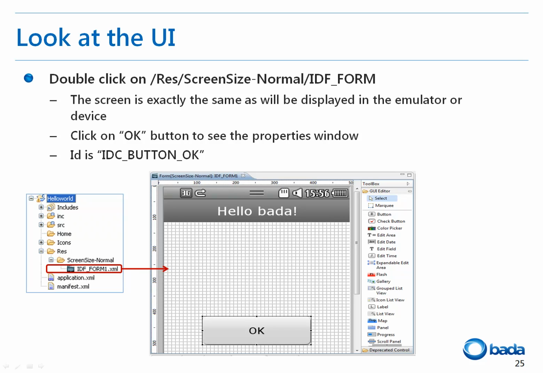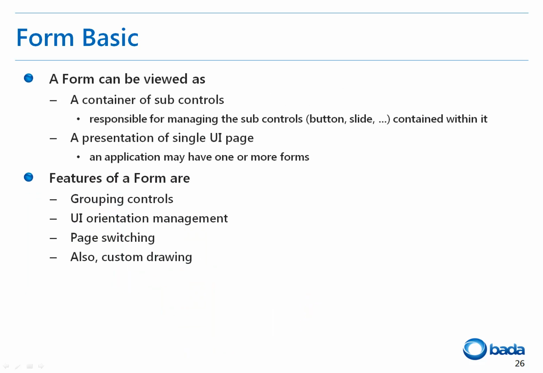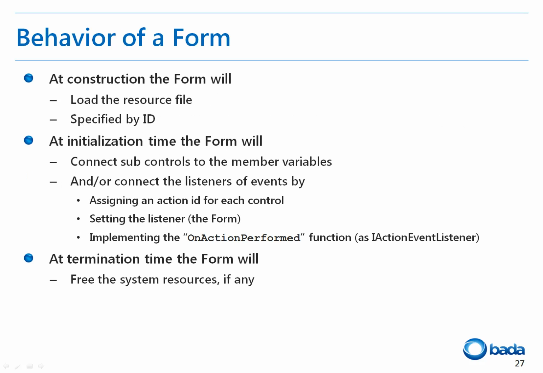At this point, if you want to, you can add more controls to the form. Now, let's try to understand the basics of a form. A form is a full-screen control that you can use to display an indicator area, header, footer, and other control areas on the screen. The form is the only instance which can be present as a child on the frame control. Also, it has several features, such as grouping controls, UI orientation management, page switching, and custom drawings.